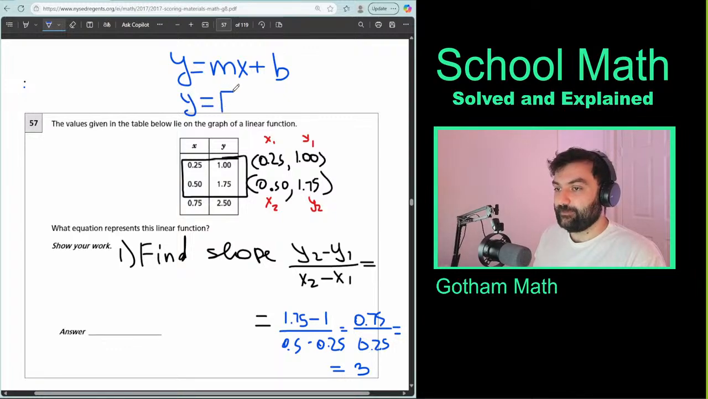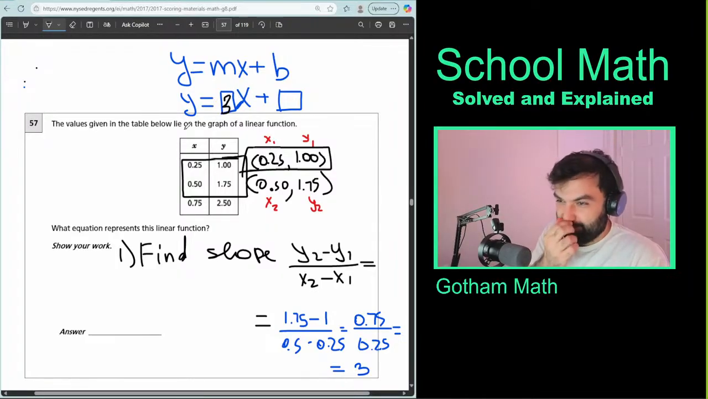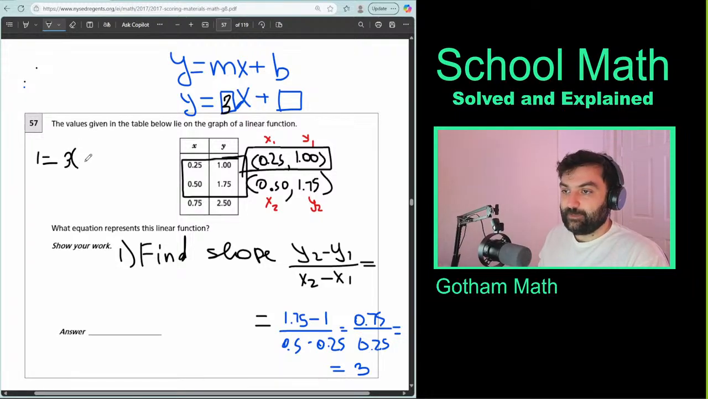Technically you have this to fill in. Basically, it's something with x plus something. And what we just found is slope, which is the m. Now we have to find b. How? You take one of the points, let's say this one, and you plug it in for x and for y into the formula y equals mx plus b. So you get 1 equals 3 times 0.25 plus b, and you keep the b. And then you just solve. It's easy to solve.